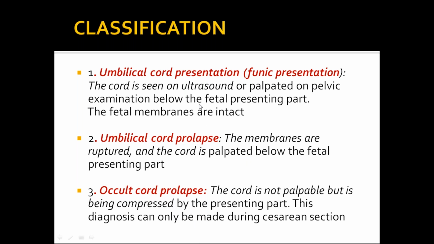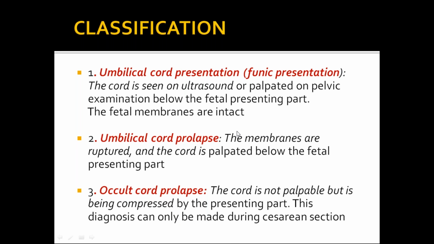There are 3 types: occult cord prolapse, umbilical cord presentation, and umbilical cord prolapse. In occult cord prolapse, the cord is present by the side of the presenting part. We can't diagnose it clinically. Only through ultrasound and by cesarean section can we diagnose it.